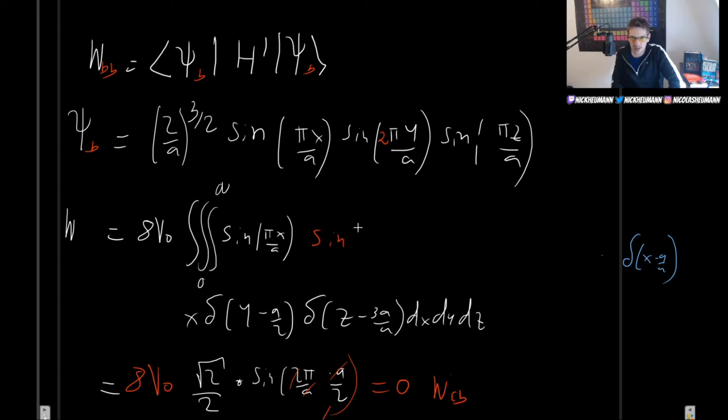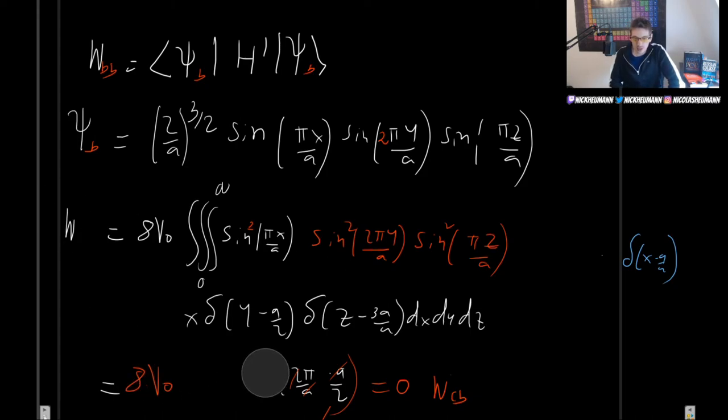So sine squared of 2 pi y over a times sine of pi z over a. Let's see, actually, sorry, this part is squared. Yeah, this is what it is. Okay, so it's sine squared. Yes, that's correct. All right, so now we just have to do this integration again.